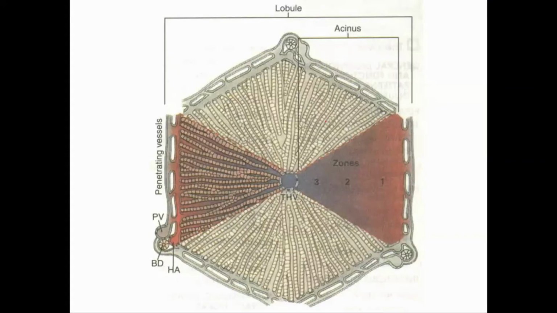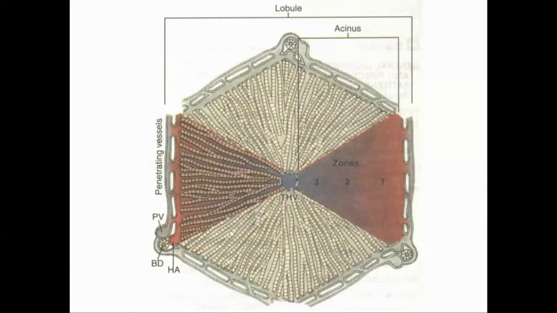So this is a lobule, the anatomical lobule, and it gets its blood supply from the periphery. This is the portal tract, this is the hepatic vein. So it is hexagonal, and this is the anatomical lobule.